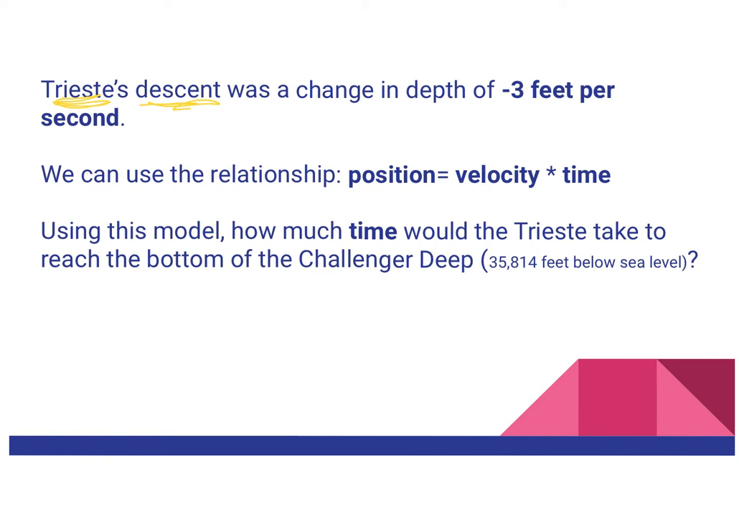We can use the relationship position equals velocity times time, something that should be familiar to us by now. Using this model, meaning position equals velocity times time, how much time would it take the Triste to reach the bottom of the Challenger Deep? And I put this here in case you don't have it in your notes. Go ahead and pause this and see if you can figure it out yourself.